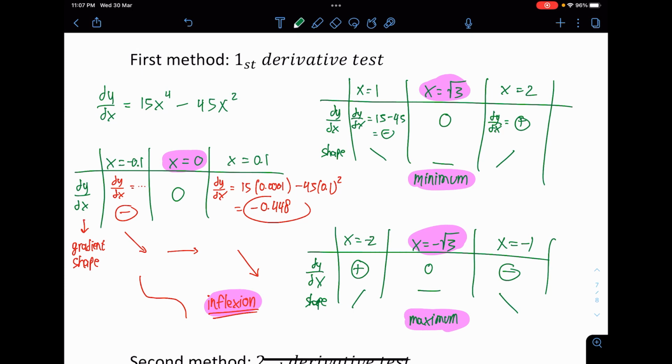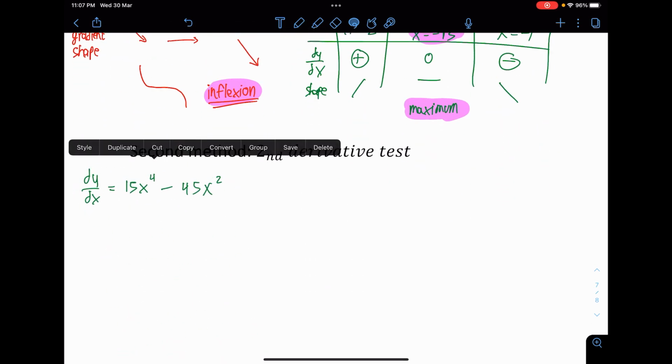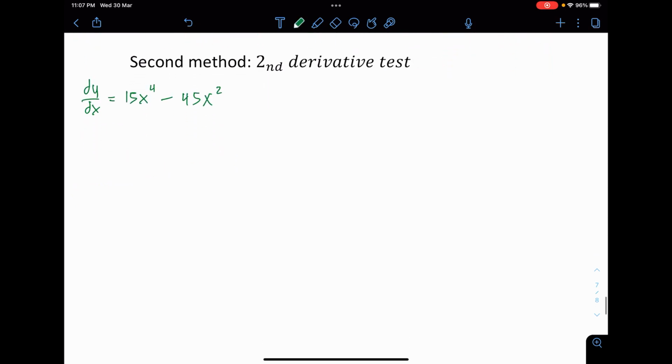Alright. Next is the second derivative test. Now I'm going to carry forward the dy dx that we got just now. I'm going to use it here. This time I'm going to differentiate for the second time. Hence the name, second derivative test. You're going to differentiate 2 times. I will put d2y over dx2. This is the symbol that you are doing it for the second time. So you're gonna get 60x to the power of 3 minus 90x.